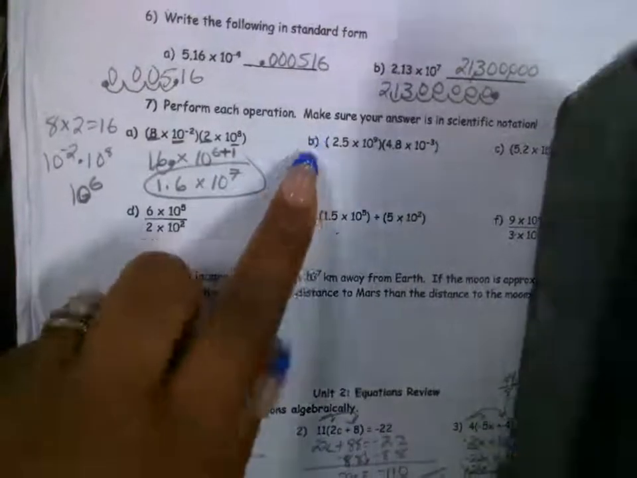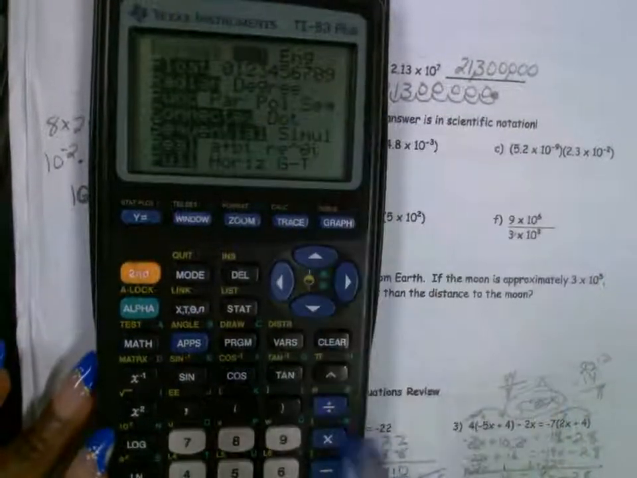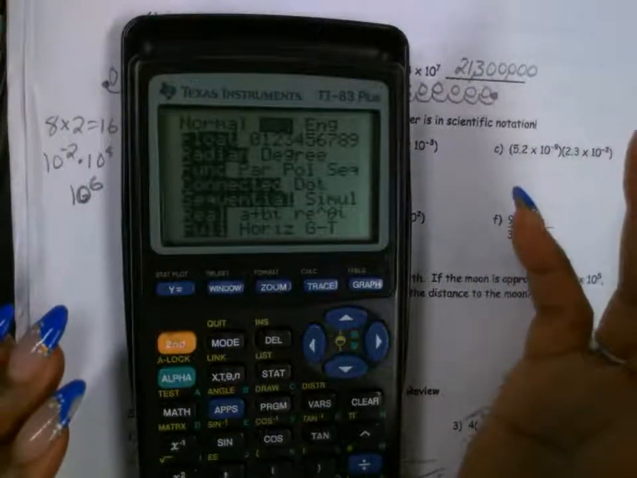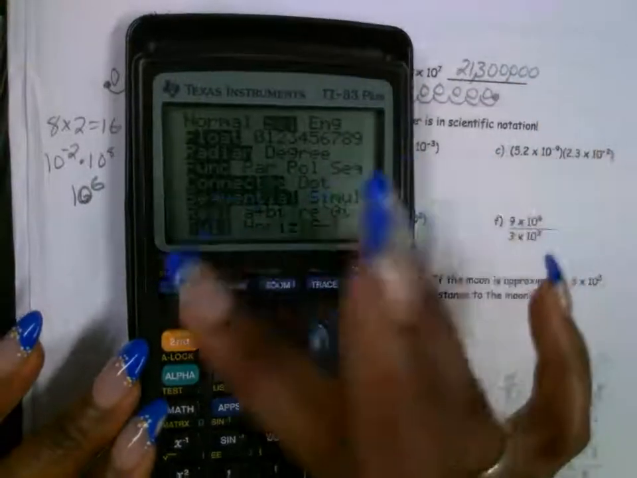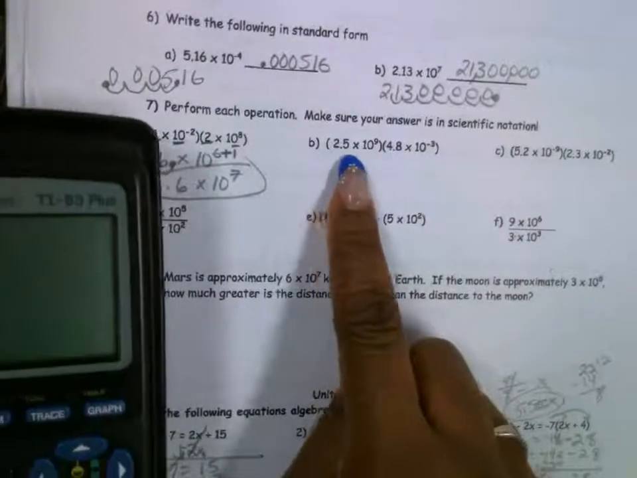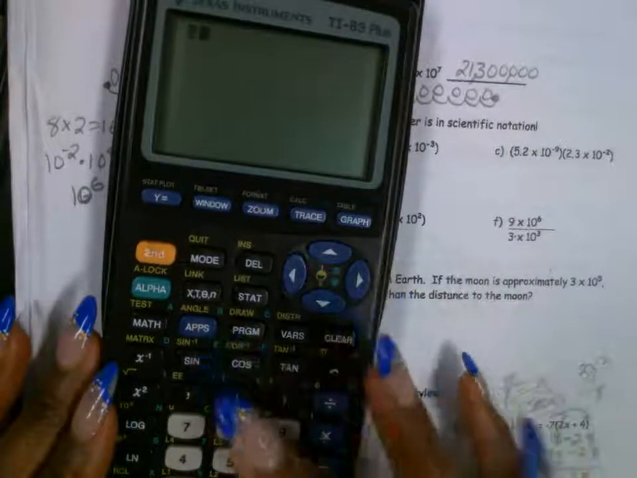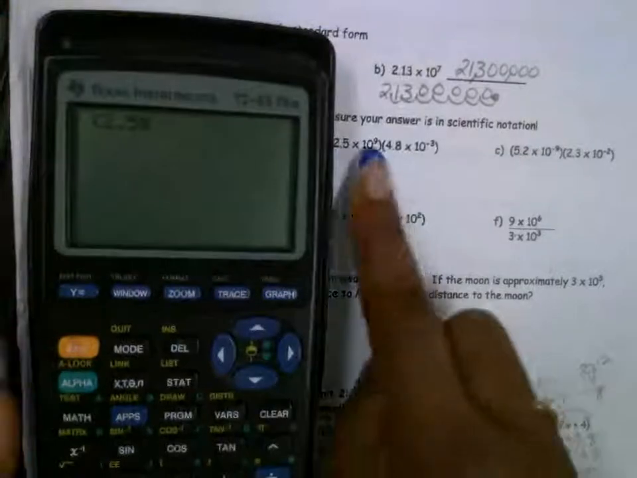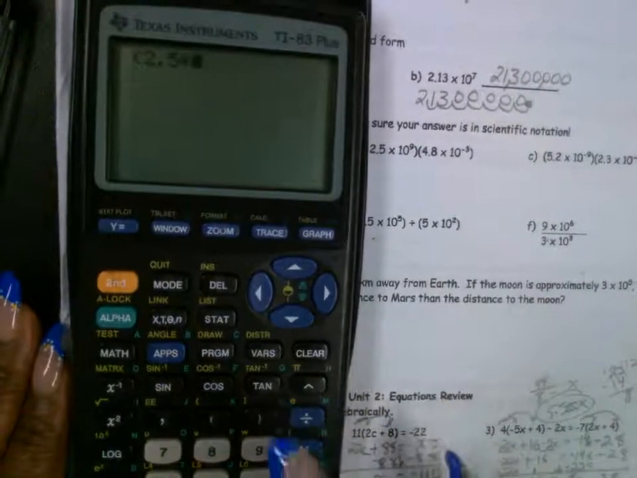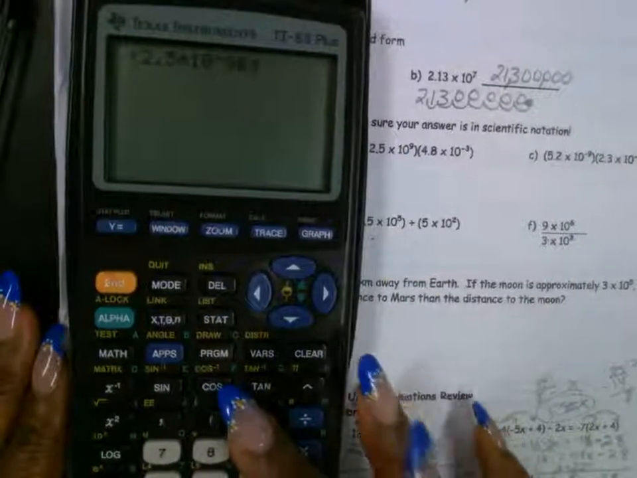All right, look at this one. We go to mode, then go over to scientific and press enter. So now our calculator is going to automatically put all of our answers in scientific notation. Press second mode to go back to the main screen. So let's type this in. We got parentheses 2.5, times 10, caret key, 9, and close the parentheses.